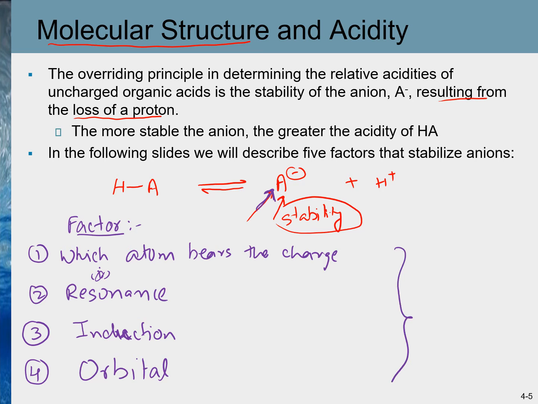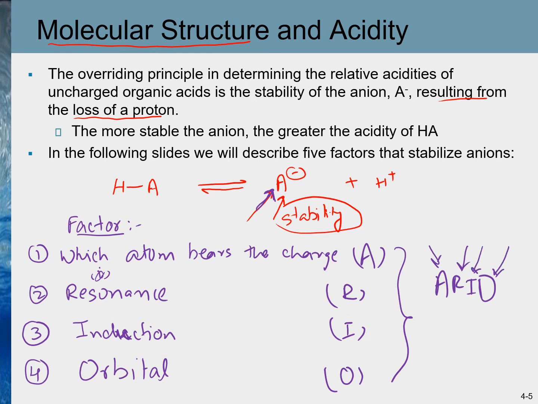In following slides, we will take a look at all these factors in detail, and I call this concept ARIO. So A stands for atom. So what atom holds the charge? R stands for resonance, I stands for induction, and O stands for orbital. So ARIO is the concept by which we can determine the stability of this anion, and from the stability of anion we can say something about the strength of this acid.